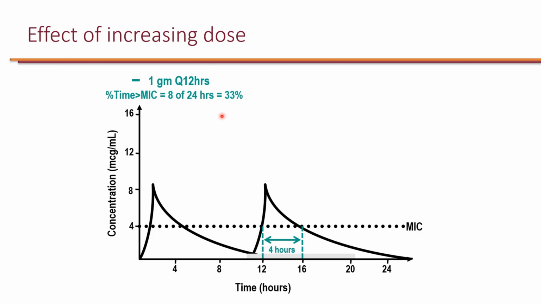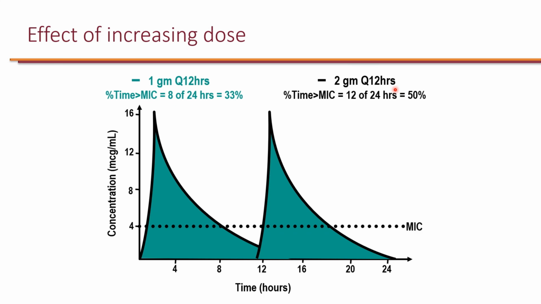Now, what happens if we double the dose? Instead of 1 gram Q12, we do 2 grams Q12 hours. And you can see that you get a much larger peak. However, that doesn't necessarily translate to double the time above MIC. So what happens is that instead of 4 hours above MIC, you get 6 hours time above MIC for each dose. So overall, it's about 12 hours out of 24, which translates into 50% time above MIC. So by doubling the dose, we increase time above MIC.